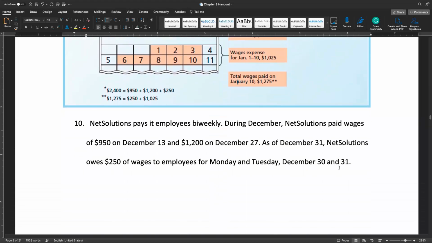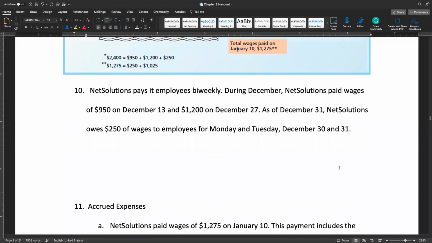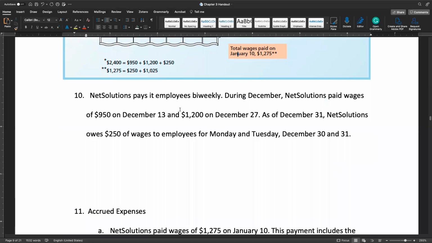We got some math we got to do. All right. Net Solutions pays its employees bi-weekly. That's what we just saw. It tells us what they do during December. We don't need that right now. As of December 31st, Net Solution owes $250 of wages to employees. So on those 2 days, on December 30th and 31st, their employees earn $250. Keep in mind, this is a really small company, so it's not that bad.